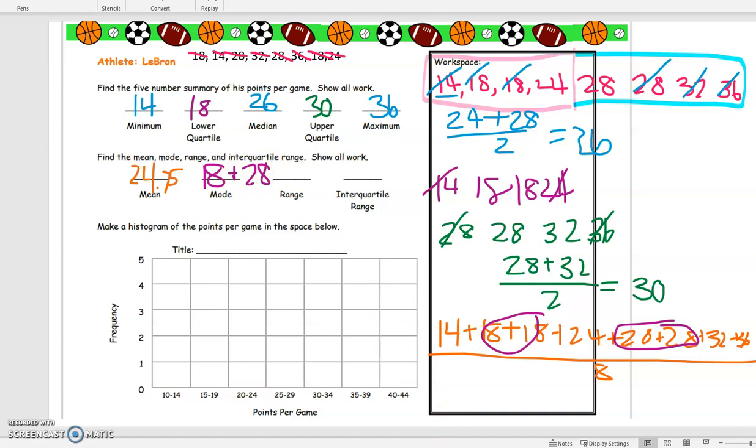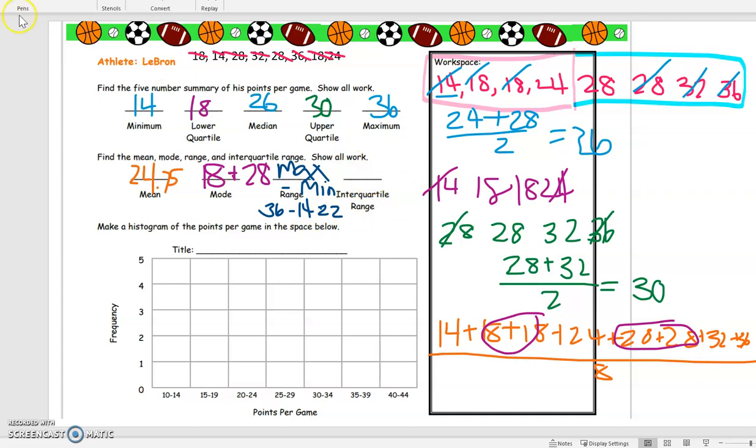Okay, the range is found by taking the maximum minus the minimum. So my biggest number, 36, minus 14 will be 22 for the range.